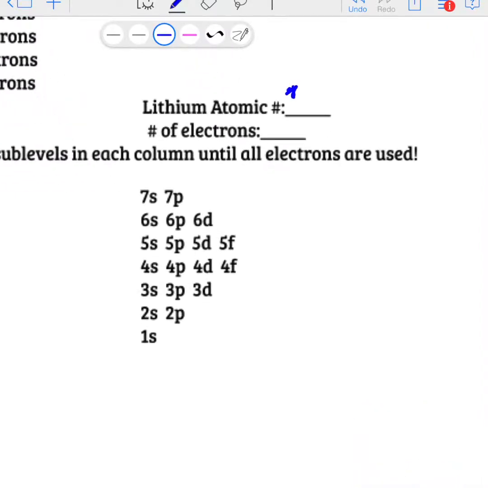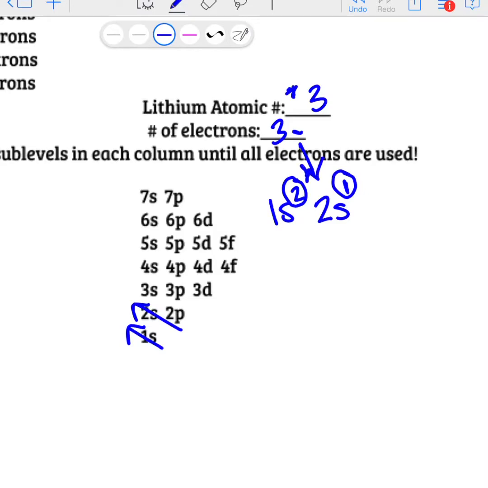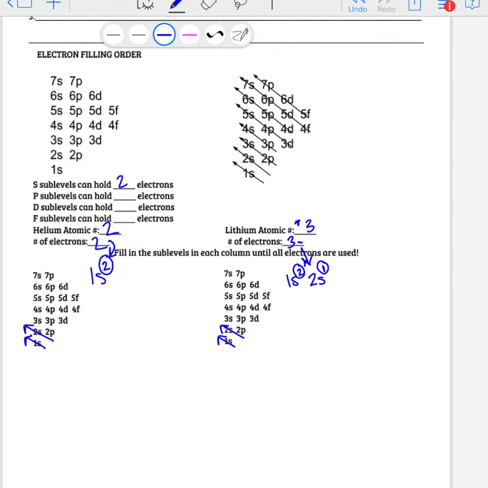The next one is lithium. Lithium has 3 for its atomic number, which means it has 3 electrons. So if I follow my little arrows again, I'm going to start with 1s. S can hold 2. I need to get to 3, so I have to keep going. So if I follow my next arrow, it says 2s. Again, S can hold 2, but to get to 3, I only need 1 more. So 2 plus 1 gives me 3 electrons.